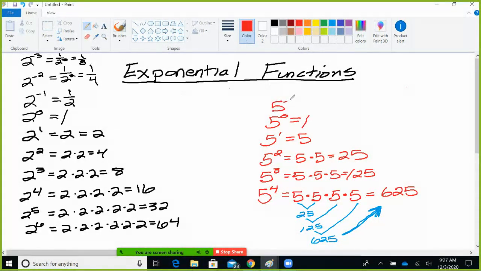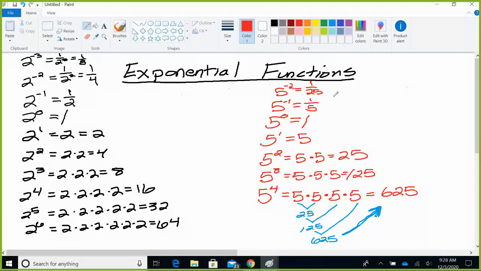Now 5 to the negative 1 power is 1/5. And 5 to the negative 2 power is 1/25. So that's the pattern for exponents. If you recognize and understand that pattern, you're going to be well on your way to understanding exponents.